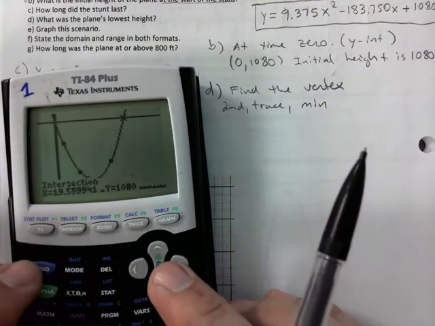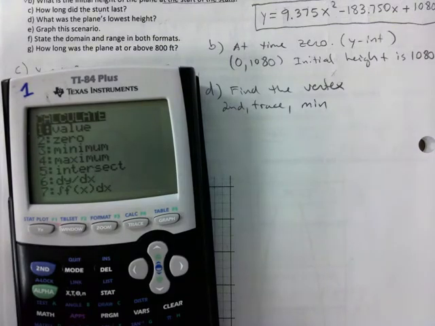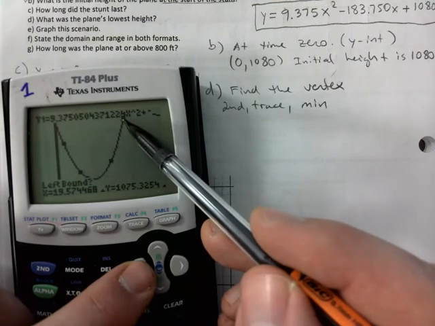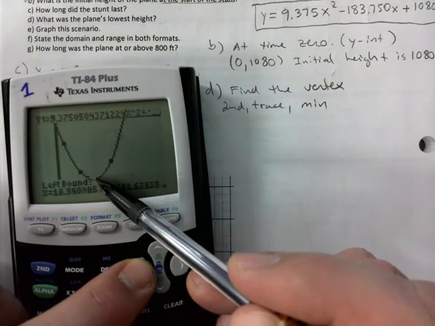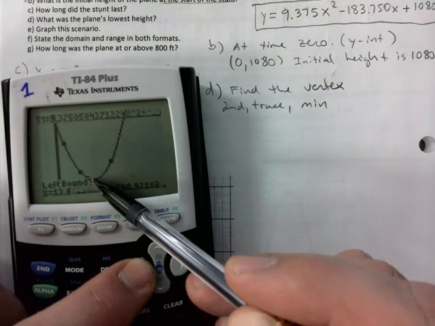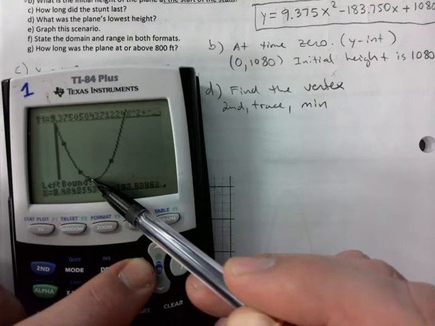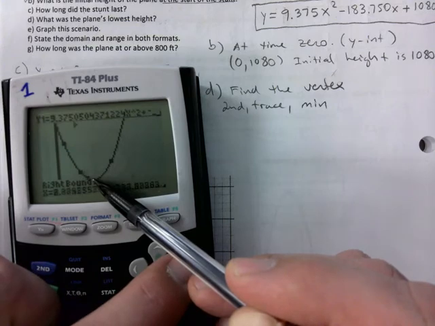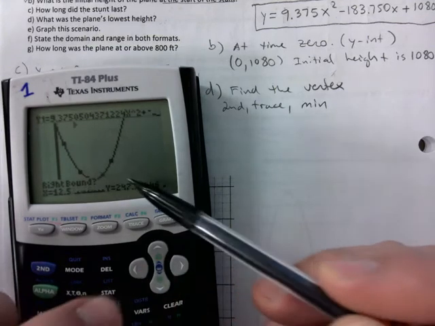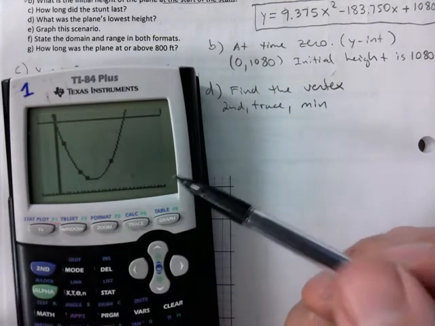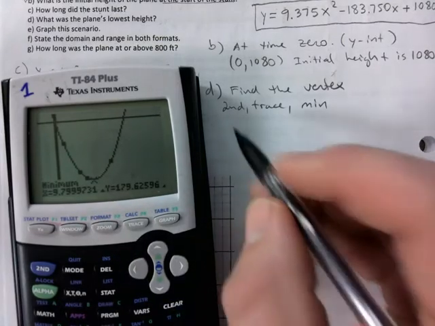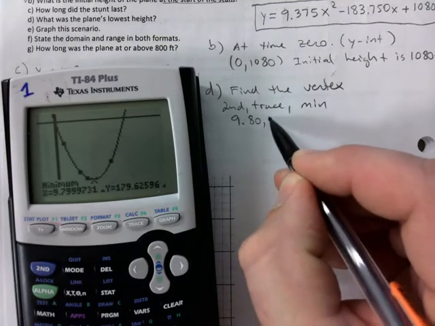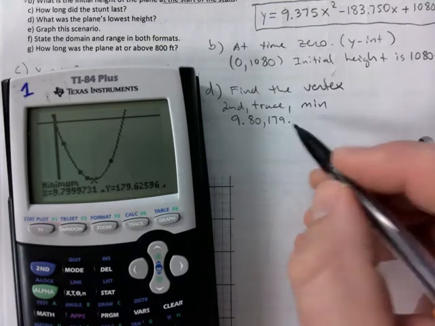Let's find the vertex, second trace, min. So I have to press 3. And my cursor is way up there. So I have to go to the left of the vertex. So I got to keep going to the left till I pass it, hit enter, then back to the right, hit enter, and then enter. And there it is. 9.80, 179.63.